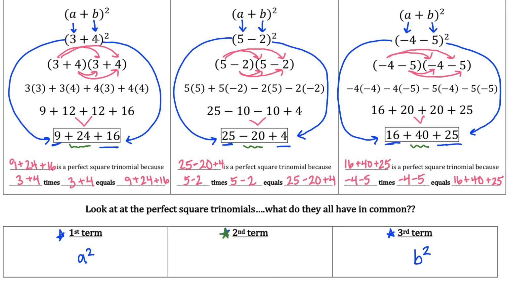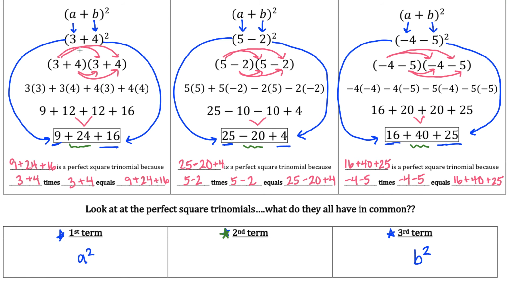Like when we did 3 times 4, we got 12. We did 4 times 3, we got 12. Over here, we had a 5 and a -2. So we did 5 and -2 is -10. -2 and 5 is -10. In this one, -4 times -5 is positive 20. -5 times -4 is positive 20.